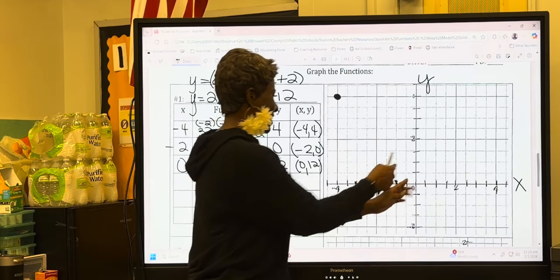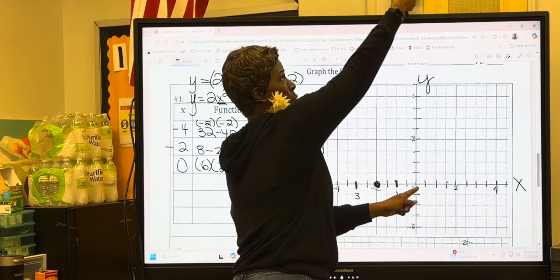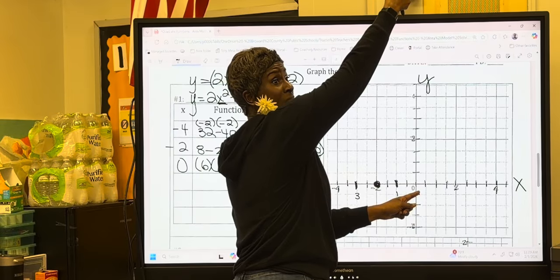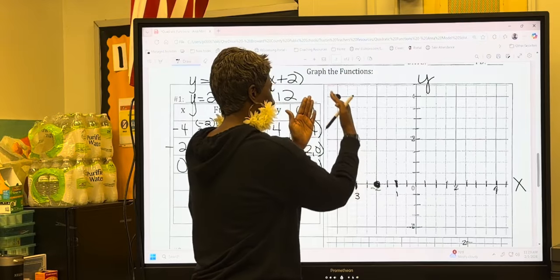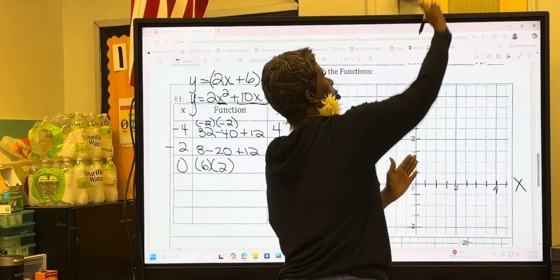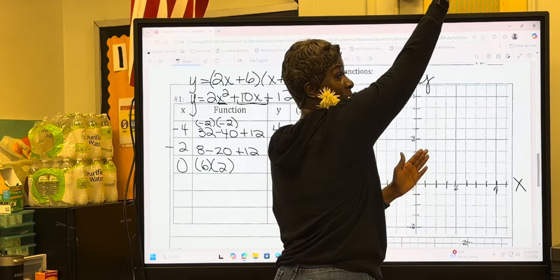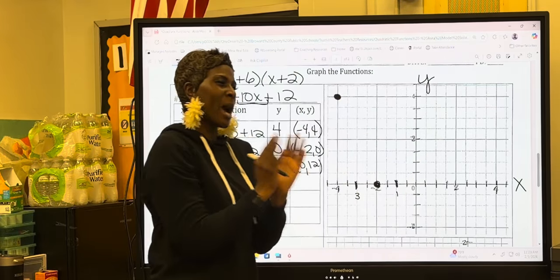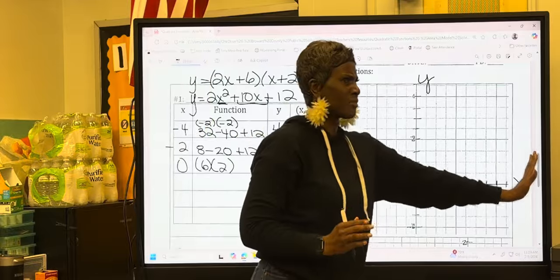So wait, 0 is going to be all the way up at 12. Y'all see that? So that means this parabola came down, made the U, came back up, and went all the way up there. Are y'all following me? That's off my graph. So what do you think I want my next point to be? Do I want it to be to the right of 0?